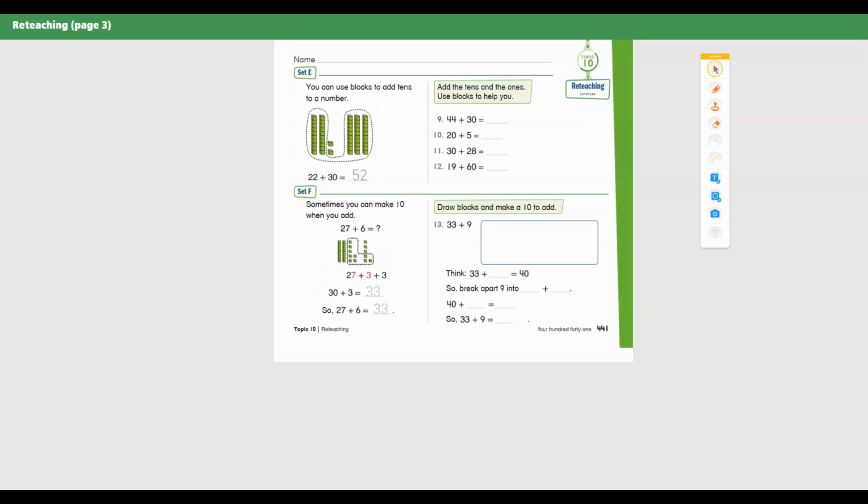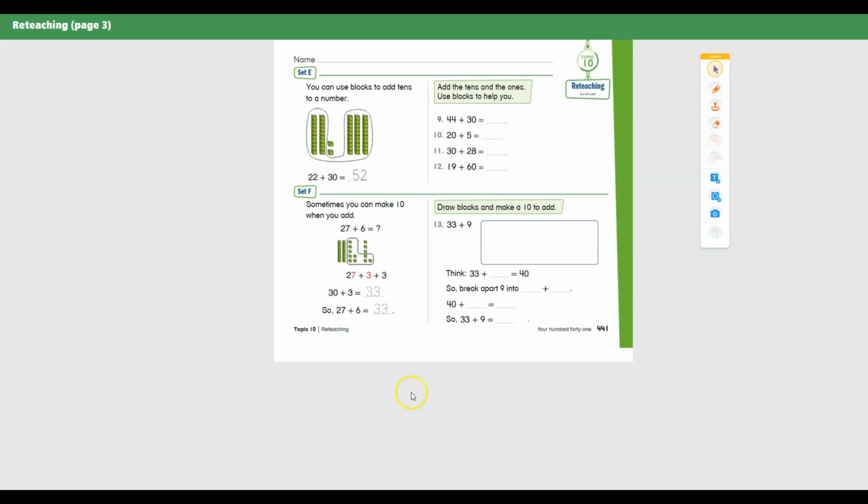We are now going to begin working on page 3 of our reteaching activity. If you need to pause the video to continue working on page 2, please pause the video now. If you are ready to begin working on set E and F, then let's get started.